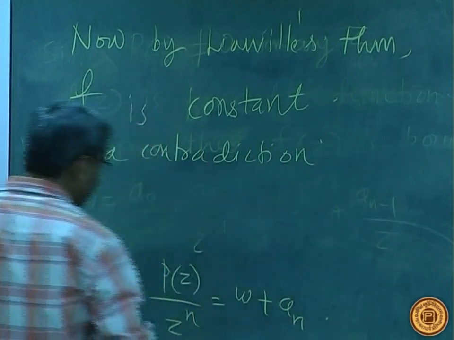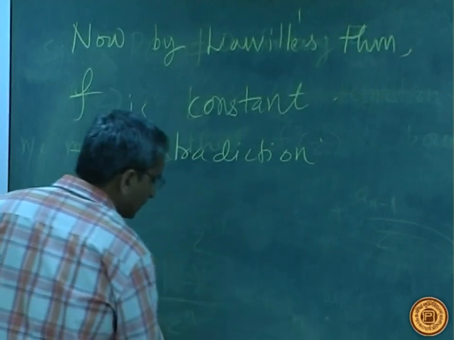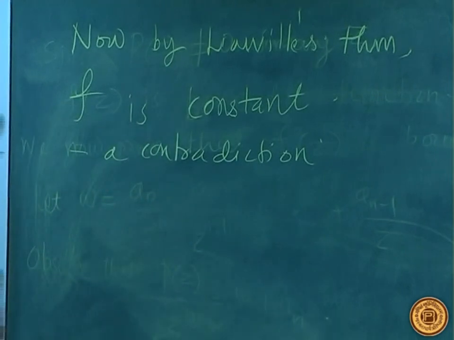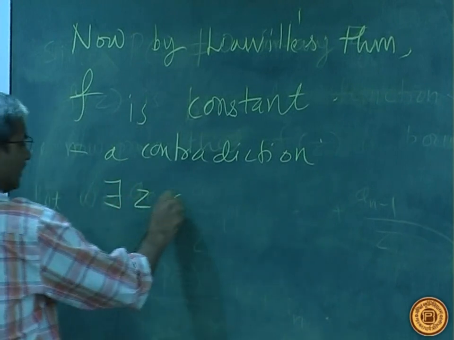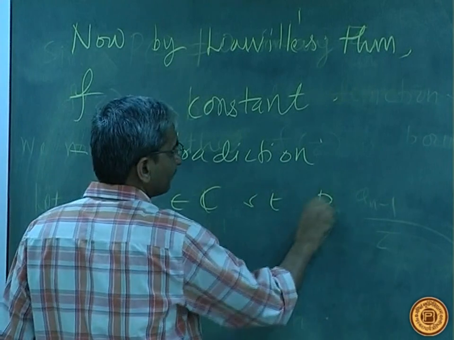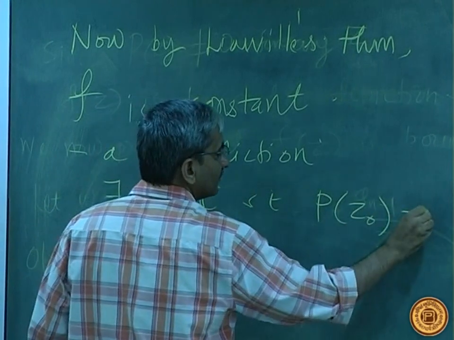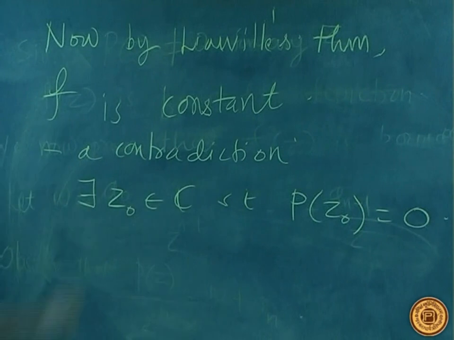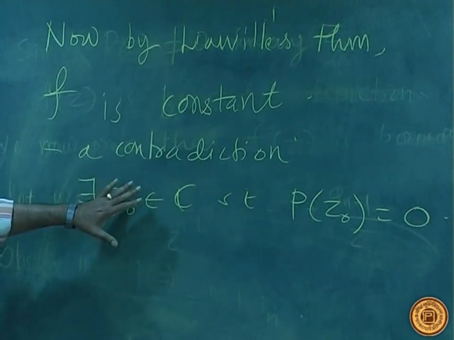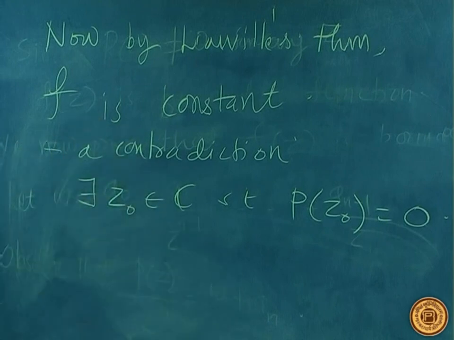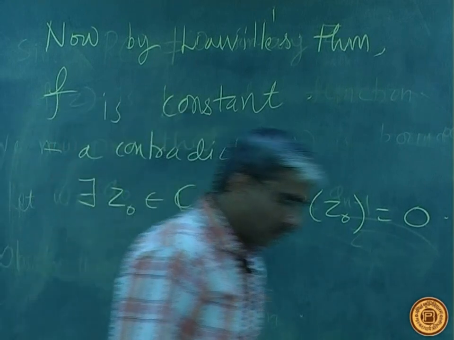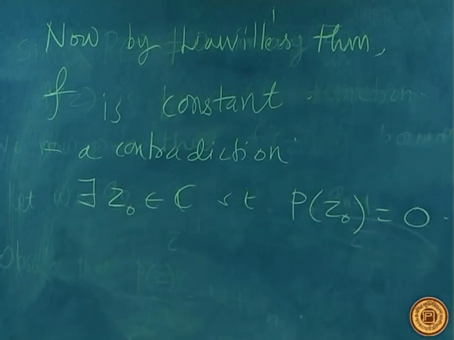And why do we get this contradiction? Because we assumed that P(z) has no 0 in C. So there exists some z0 in C such that P(z0) = 0, because if we assume that there is no such z0, no such z at which it is 0, then we get a contradiction. So at least at some point it must become 0. So a polynomial always has a 0 in C. That is the fundamental theorem of algebra.